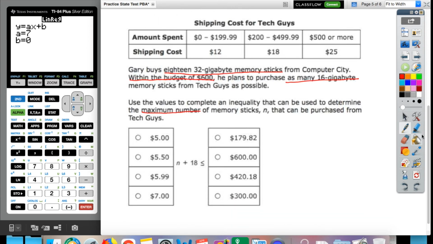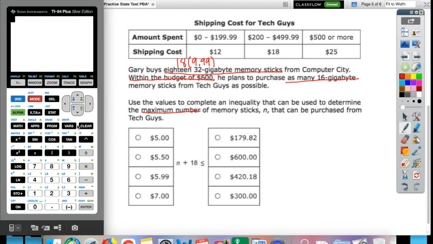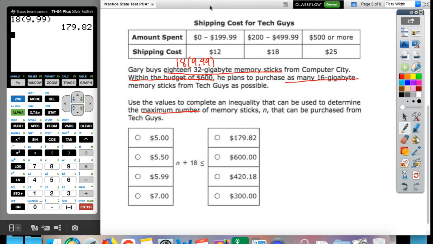So, first things first, what we noticed is we're getting 18 of those 32 gigabyte memory sticks. And we have to stay within that $600 budget. Those 32 gigabyte memory sticks, if you remember from the front page, were $9.99. So if he spends $9.99 on 18 of those, what do we get? How much money has he spent? So I'm going to do 18 times $9.99. And he has spent $179.82.